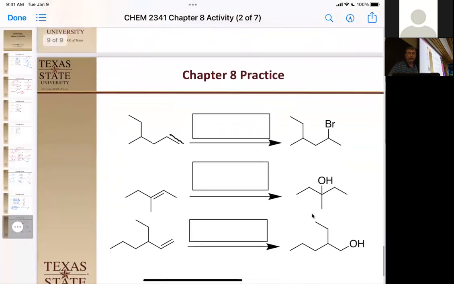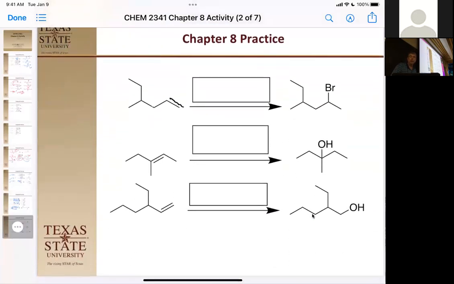All right, let's try this one right here. What would you use to make that? We'd use bromine, right? That's all we need for this, right? No water, just bromine.